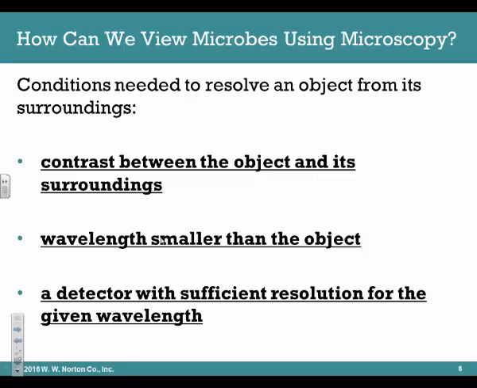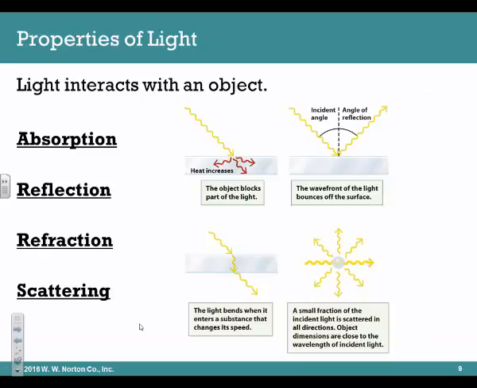The wavelength of light has to be smaller than the object we want to see, and that's why sometimes it's necessary to use an electron beam rather than a light beam in order to see smaller details, internal details of microorganisms like bacteria. So the wavelength has to be smaller than the specimen, and in the case of an electron beam, the wavelength is smaller than a wavelength of light would be. And then you need some sort of detector with sufficient ability to resolve the wavelengths that are hitting it.